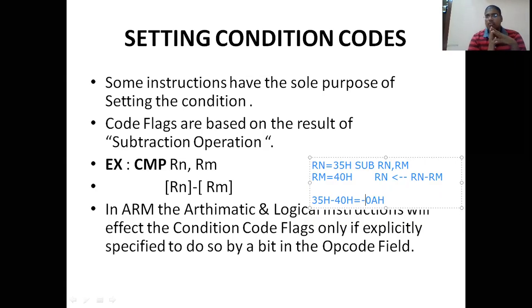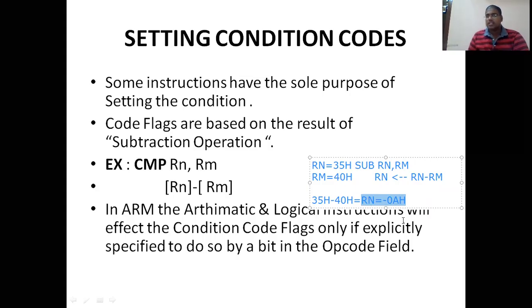Whenever I perform this operation and get a negative answer, I have a flag named the sign flag, and the sign flag is going to be enabled. After performing the operation, I got minus 0Ah. This minus 0Ah will by default go and be stored in the register called Rn. That means in Rn I am going to store this minus 0Ah. This is what happens.